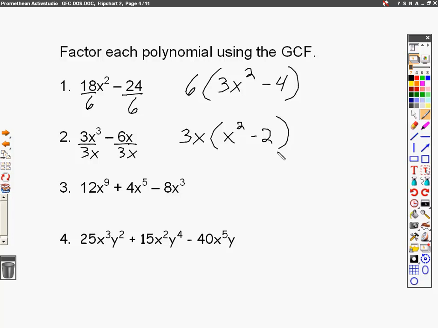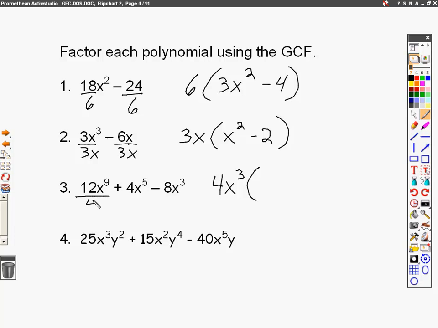Okay, let's take a look at number 3. Now, number 3 has 3 terms, but we still do it the same way. First, we're going to do the number. What's the largest number that can divide all 3 of these things? Okay, hopefully you said 4. So we got 4. What's the largest exponent that can divide all 3 of these things? That's going to be x to the 3rd power. Now, notice x to the 3rd power is the smallest exponent. And you're always going to do the smallest exponent, because if you get one bigger than that, you're going to run into problems when you actually get to this exponent.